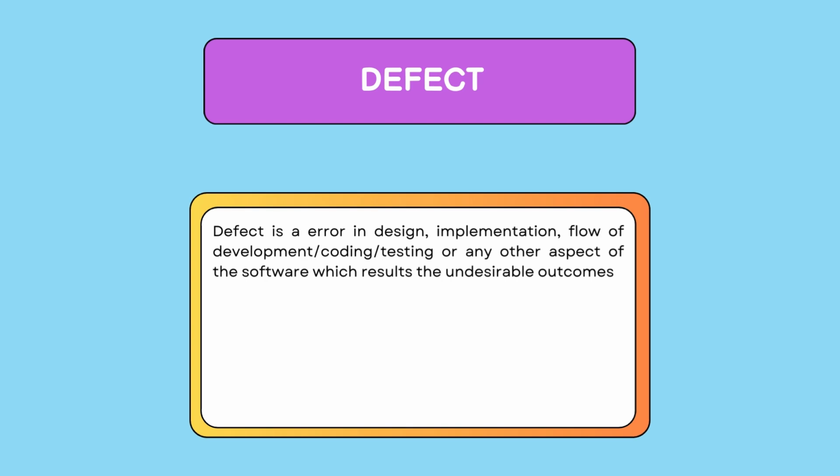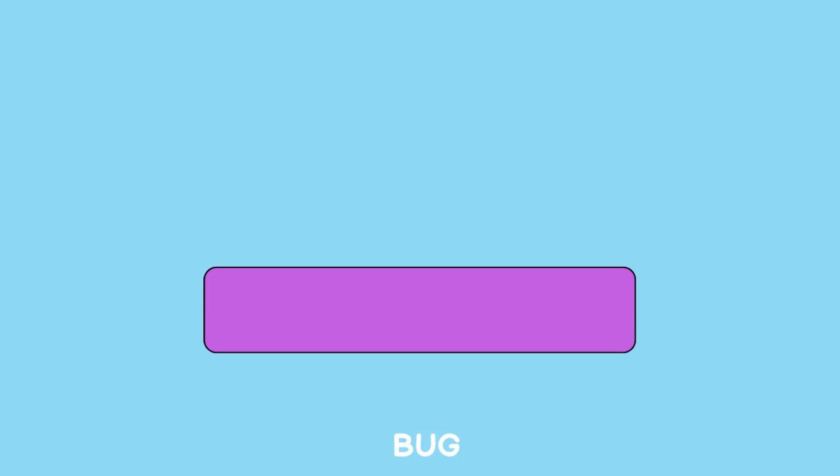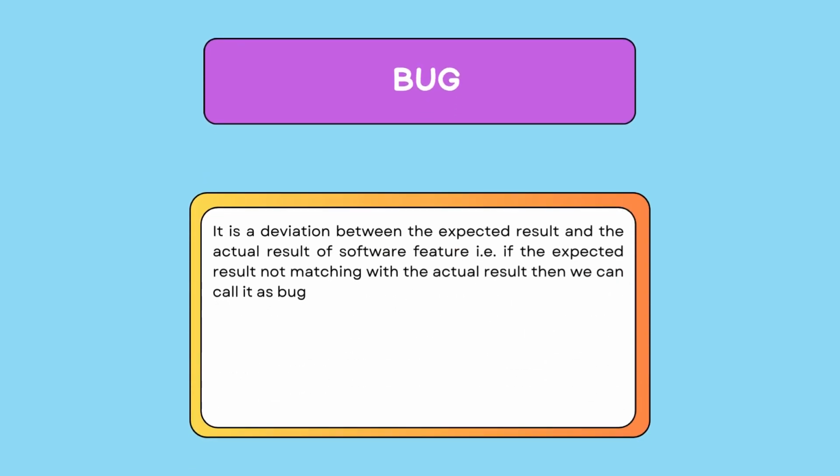Many times one question is always asked to testers, that is, what is the difference between defect and bug. So no need to get confused between these two. Always remember, defect is related to the error, and the error could be anything. Okay. Now let's talk about the bug. A bug is a deviation between the expected result and the actual result of a software feature. That is, if the expected result does not match the actual result, then we can call it a bug.